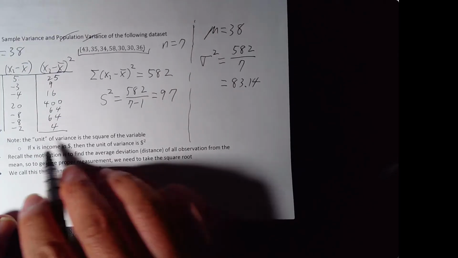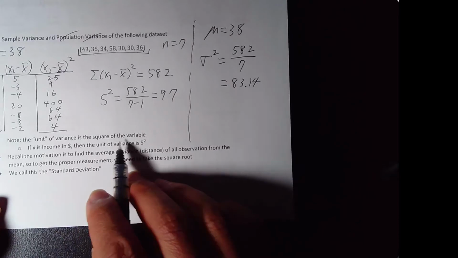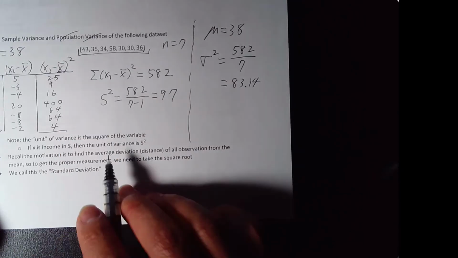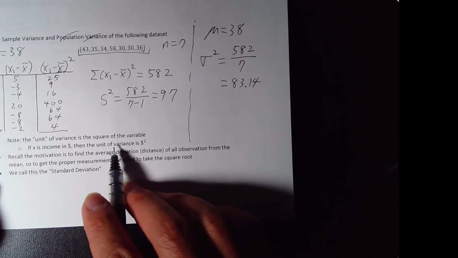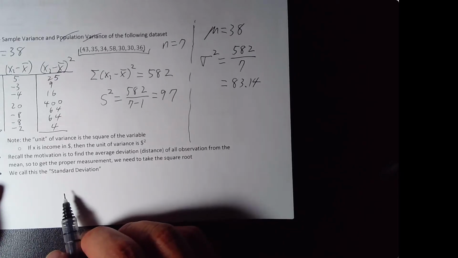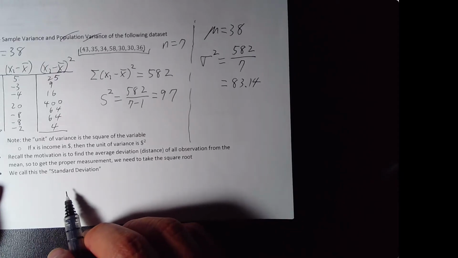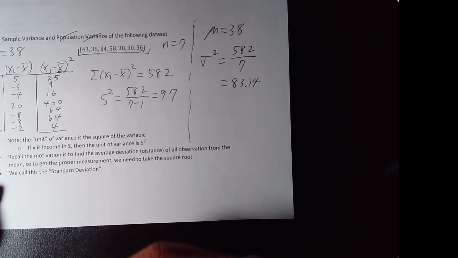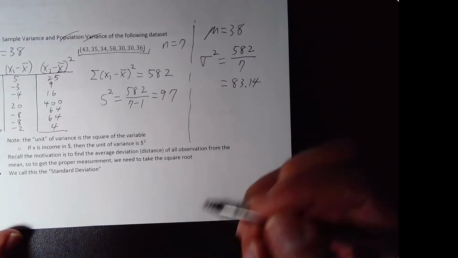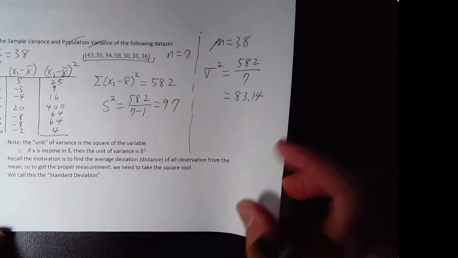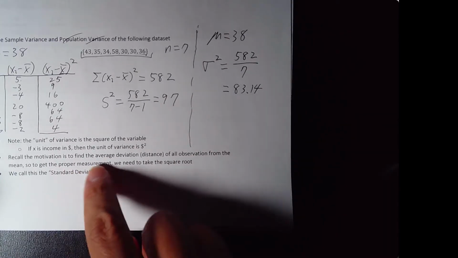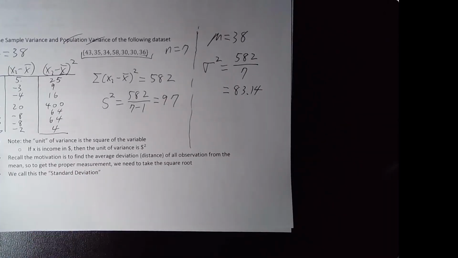So a couple notes. Unit: the unit of the variance is the square of the variable. So if this is dollars, then when we square it, variance will be dollars squared. Of course, dollars squared is not a thing. It doesn't mean that you have squared the money. It's just nonsense. So we need to take the square root to bring it back down to make it a proper measure, and that's what we call standard deviation.